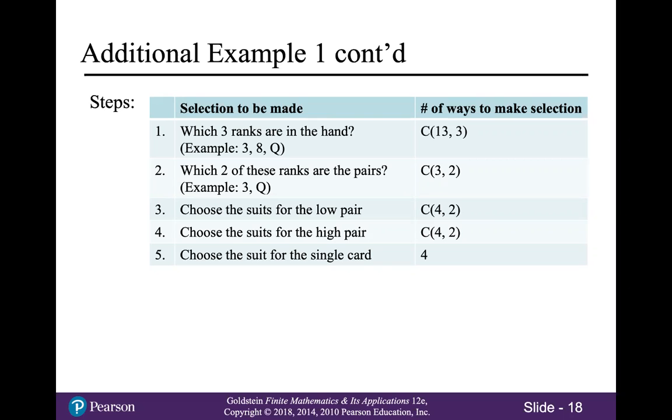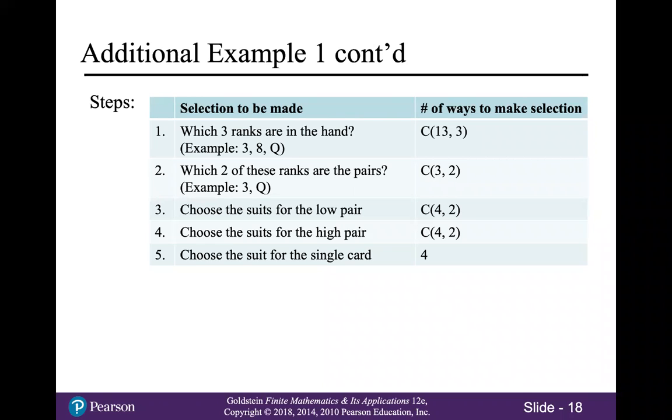So the first selection that needs to be made is which 3 ranks are in the hand. In this example, the 3 are 3, 8, and queen. And the order does not matter for those. And then the next thing I need to decide is which 2 of those ranks are the pairs. All right, so this is not the example I just said. In the one I just rattled off, there were 2 3s and 2 8s.